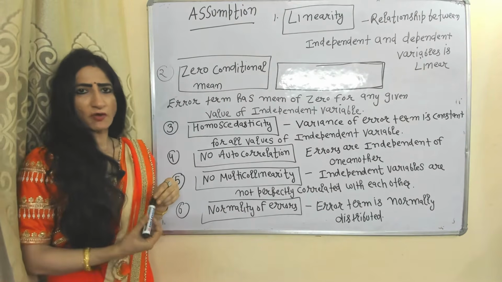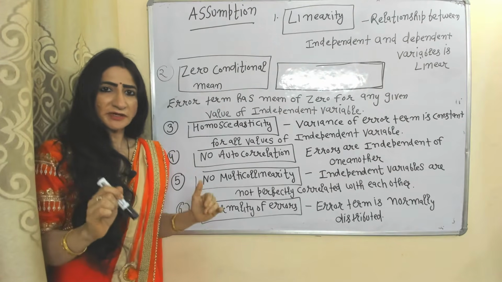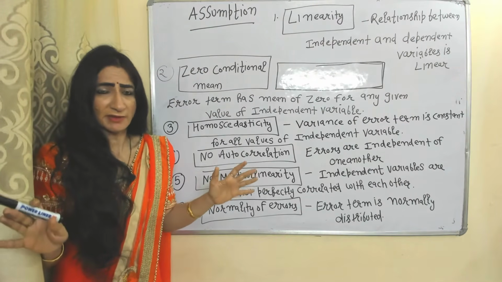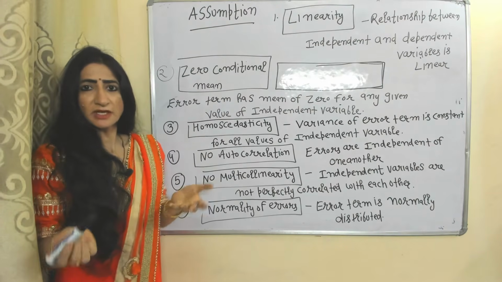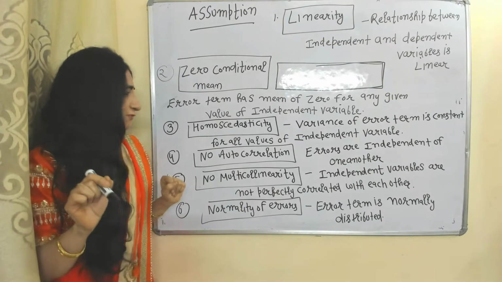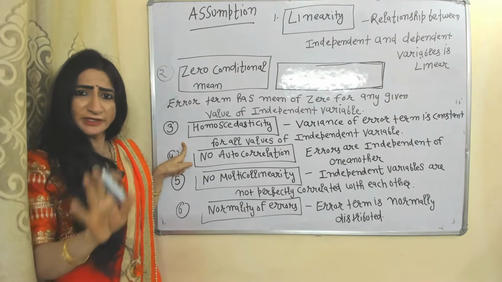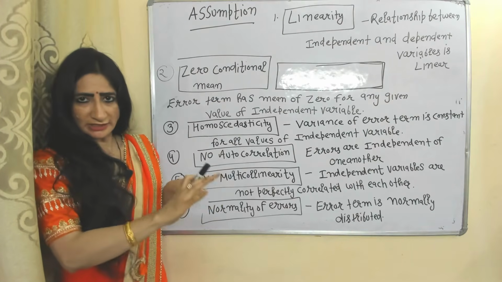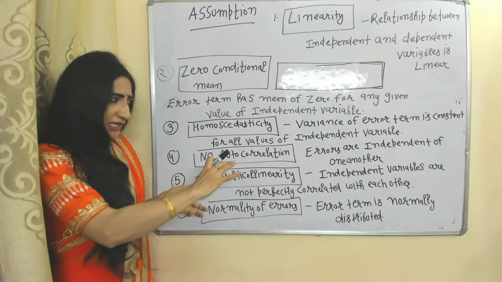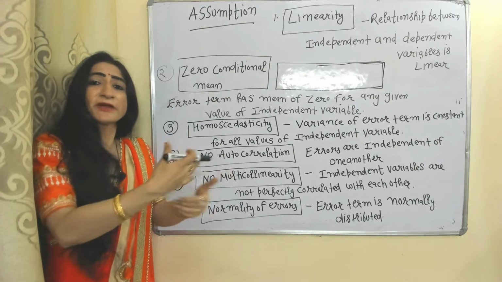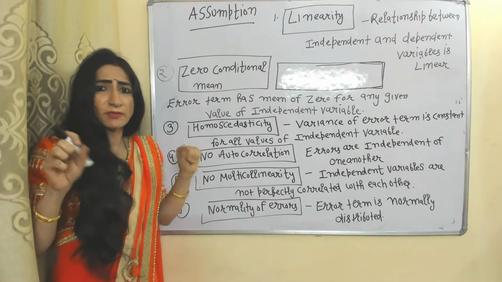Now we will see the assumptions of population regression function. Linearity, that means the relationship between dependent variable and independent variable is linear. Zero conditional mean, that means the error term has a mean of 0 for any given value of the independent variable. Homoscedasticity, the variance of the error term is constant for all values of the independent variable. No autocorrelation, that means error terms are independent of each other. No multicollinearity, independent variables are not perfectly correlated with each other. Normality of error term, that means the error term is normally distributed.